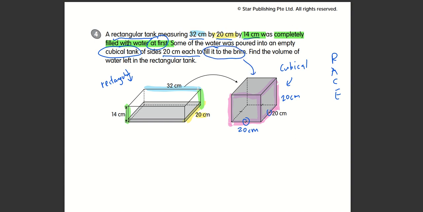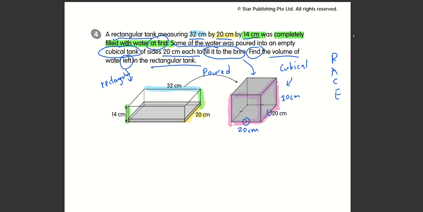It's filled to the brim. That means completely full. Some of the water was poured. This is the poured part. It was poured into the empty cubical tank such that the cubical tank becomes full. Then here comes the important last part of the question. Find the volume of the water left in the rectangular tank.